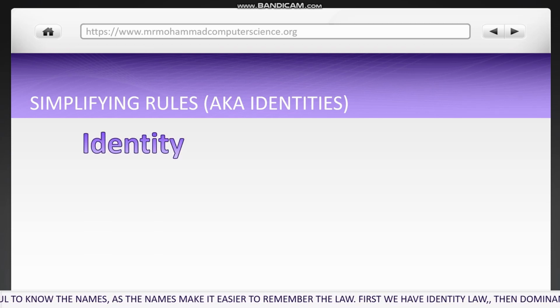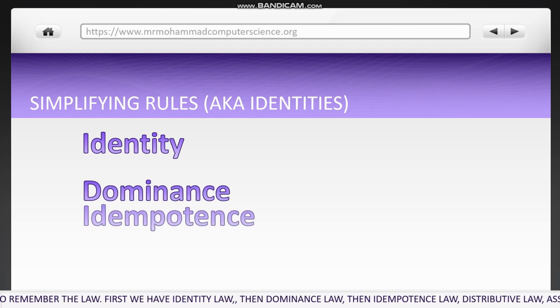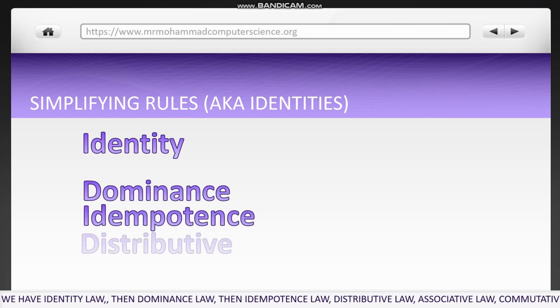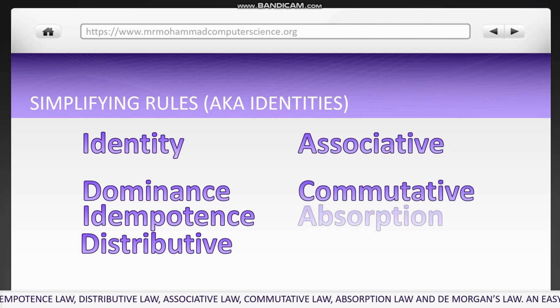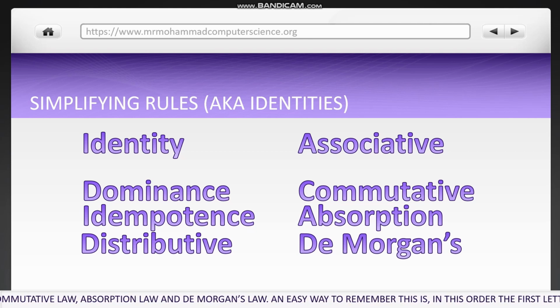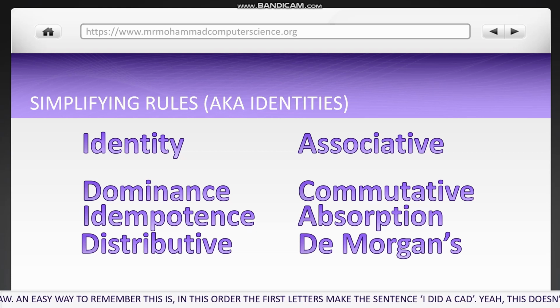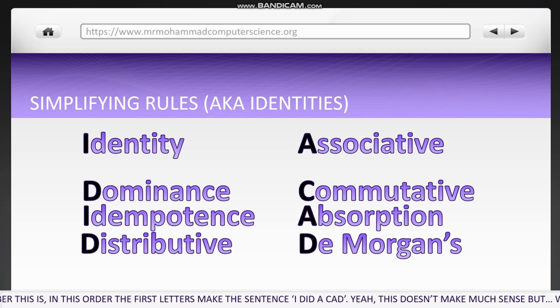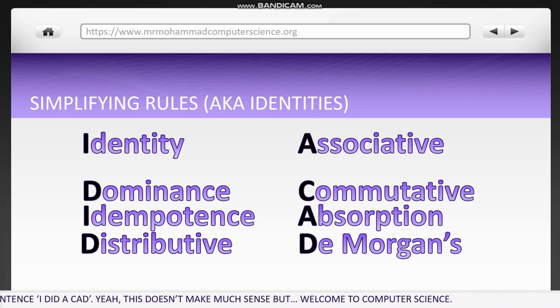First we have Identity Law, then Dominance Law, then Idempotence Law, Distributive Law, Associative Law, Commutative Law, Absorption Law, and finally De Morgan's Law. An easy way to remember this is, in this order, the first letters make the sentence, I did a CAD. Yeah, this doesn't make much sense, but welcome to computer science.